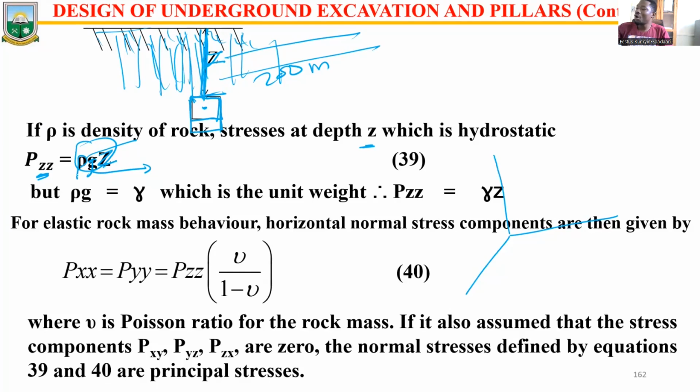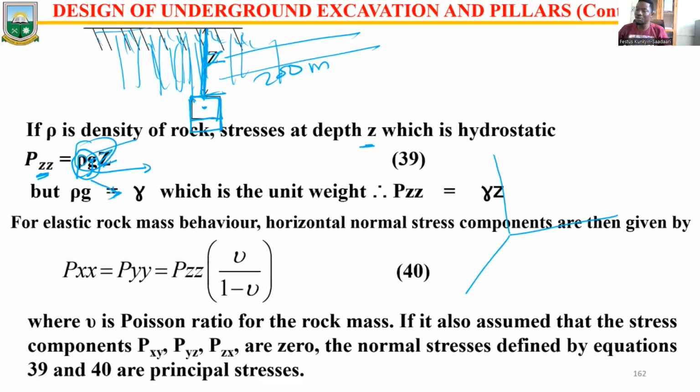And so your rho G, as we've seen earlier, is denoted as your unit weight. So if you want to compute your unit weight, take notes. The unit weight is the density of the material times acceleration due to gravity, which gives you this symbol, which we call the unit weight of a given material, which is the rock in this case.